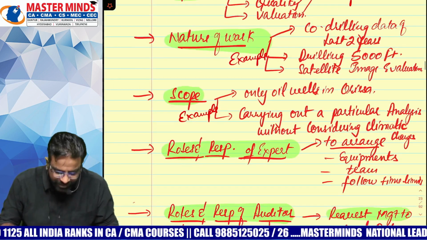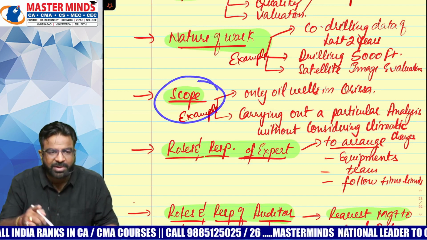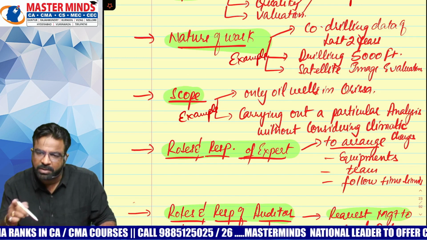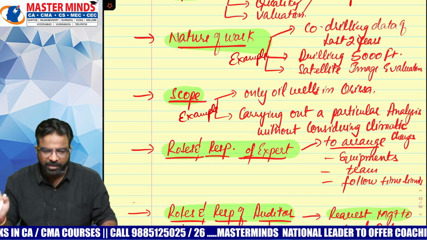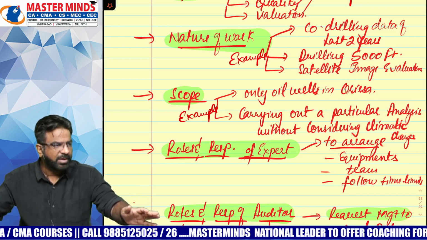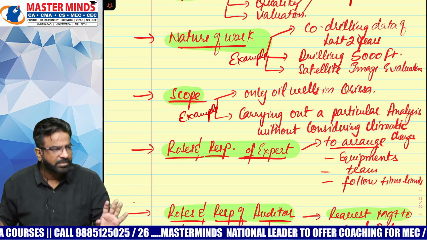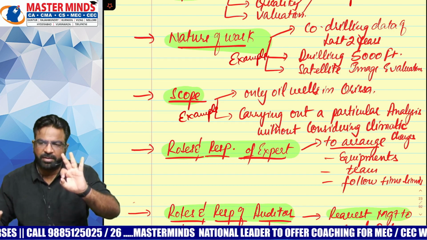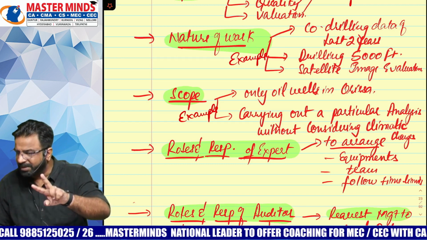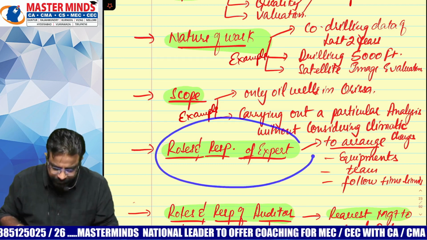The third thing is what? Scope. What you can do, what you can't do. Clearly defined. Brother, this is your Lakshman Rekha. You can cross or you can't cross. Can't cross. Tell me the 3 things we have defined in the written agreement. Objective, nature, scope. What is the next one?